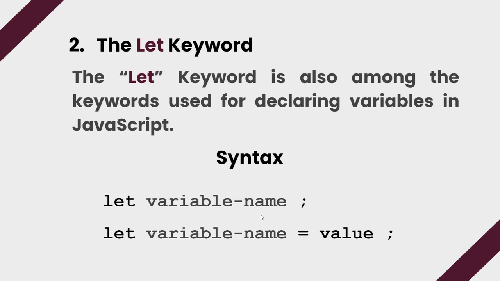So next we have the let keyword. The let keyword is also among the keywords used for declaring variables in JavaScript, and it has a similar syntax to the var keyword. The only difference here is the keyword itself, which begins with let. So for the first syntax, we have this for declaration only. And the second syntax is for declaration and initialization. They both begin with the let keyword, and we'll be seeing an example of how this would appear.